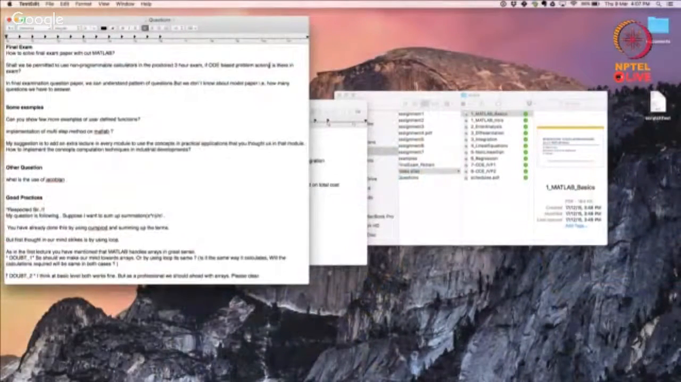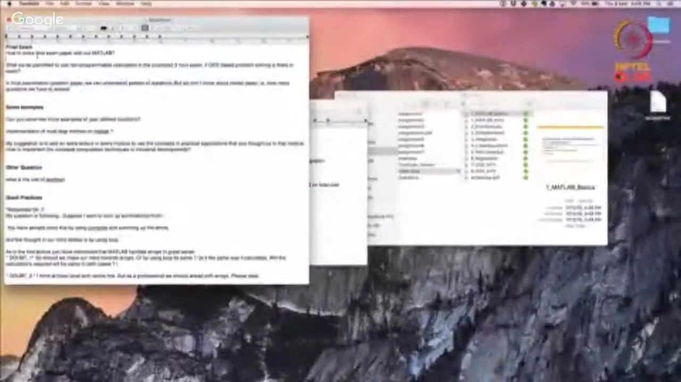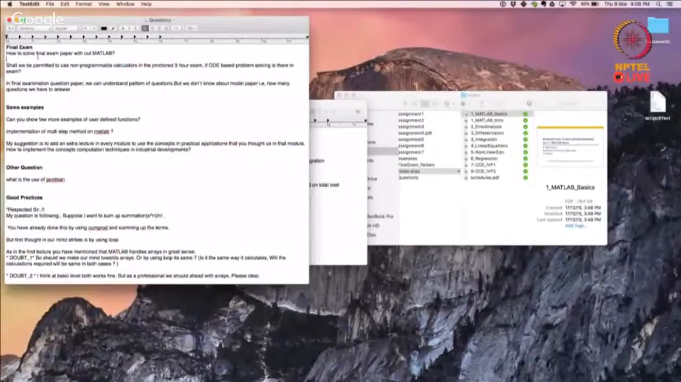I've categorized your questions into different types. The first set of questions were regarding the final exam itself. The questions that had come were how to solve the final exam without MATLAB. This is a course that we have run one time earlier as well, and we have had this question asked multiple times: if you do not have access to MATLAB, then how do we answer the questions that will be posed in the exam?